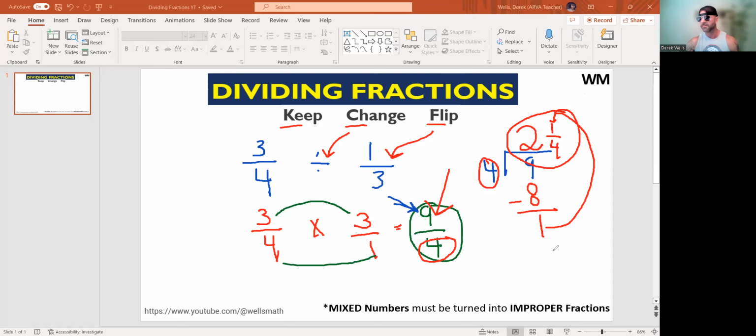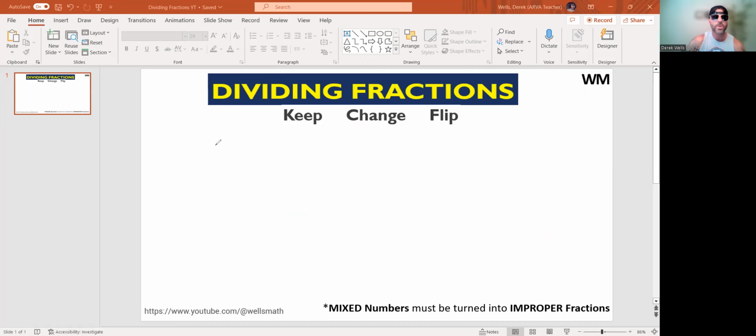All right, I got one more problem for you. And with this problem, we are going to use a mixed number in our problem. So I've got 2 1/2 divided by, I would write this down, 1/4.